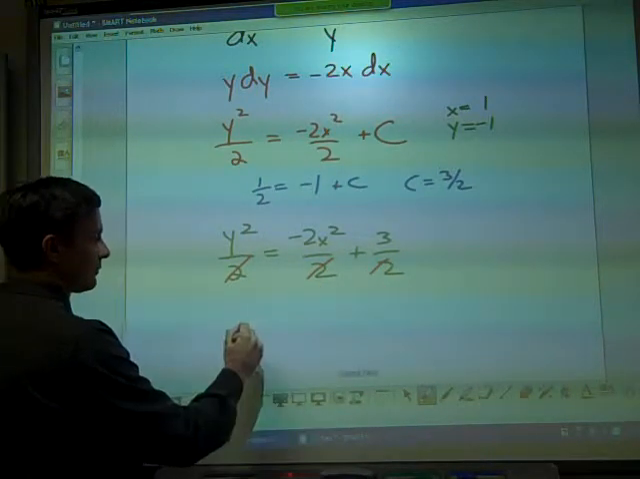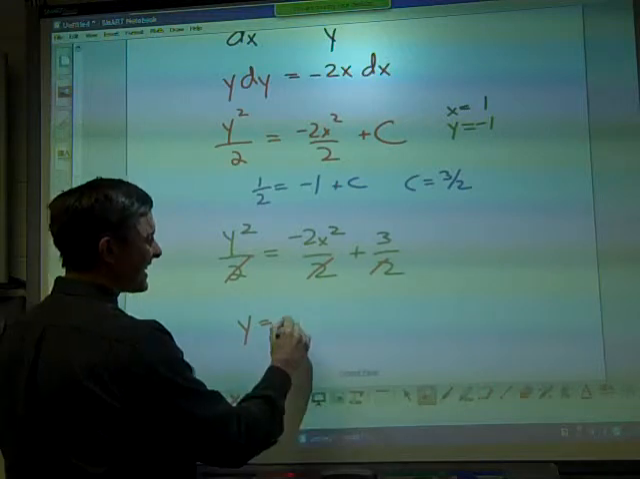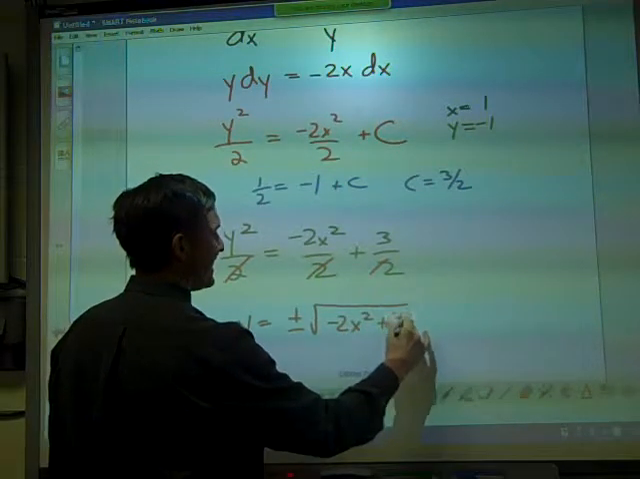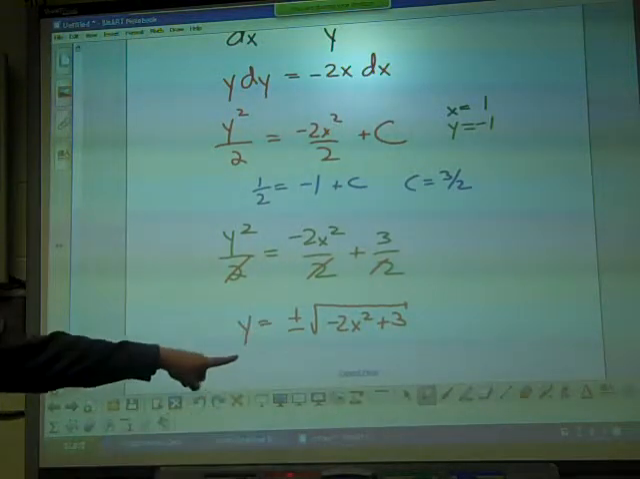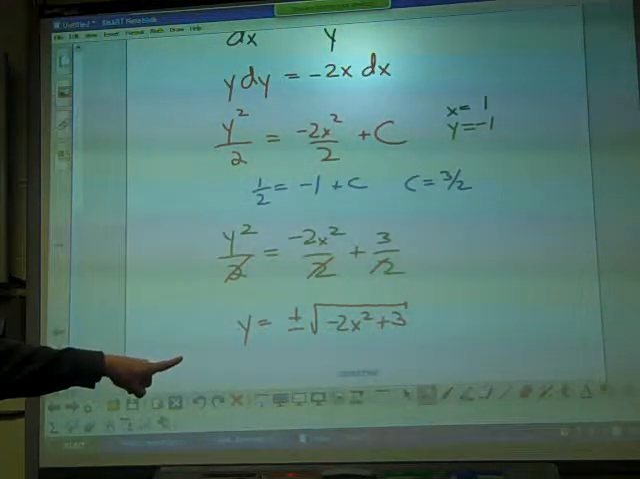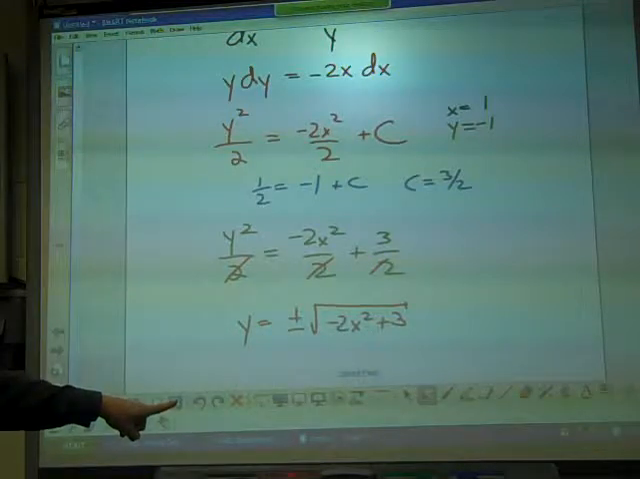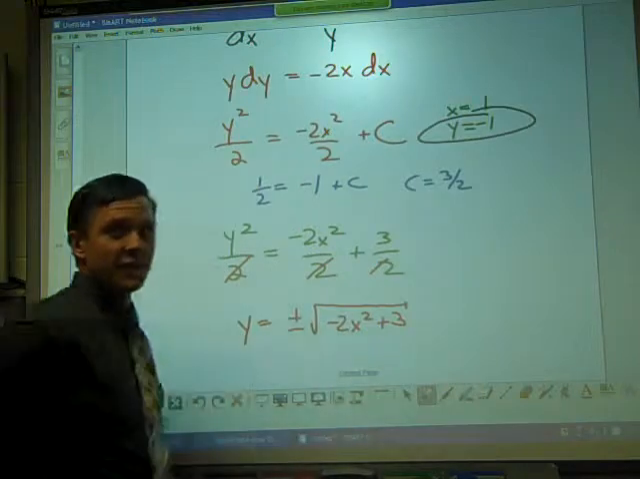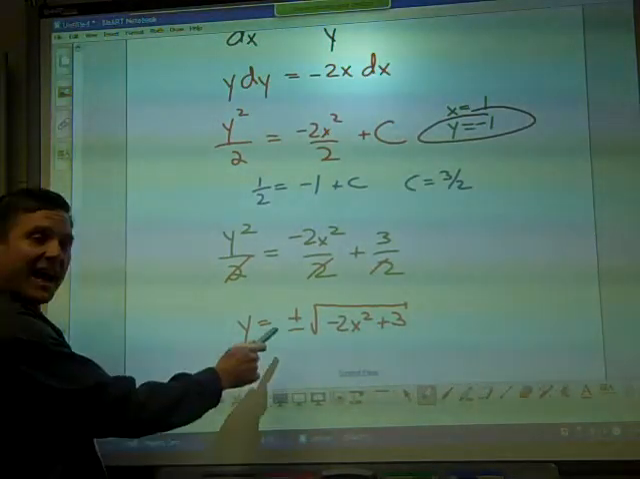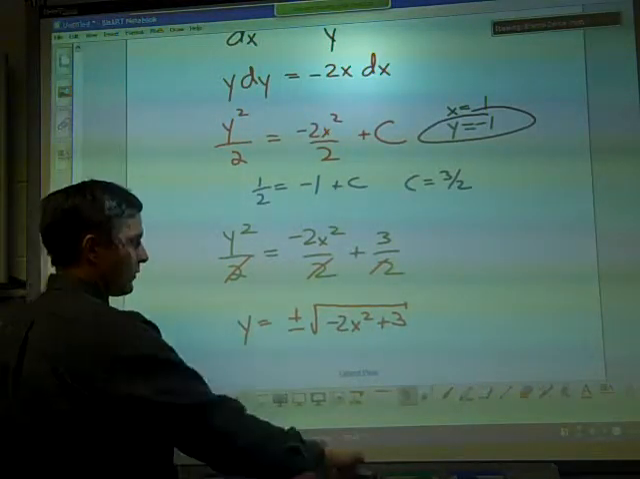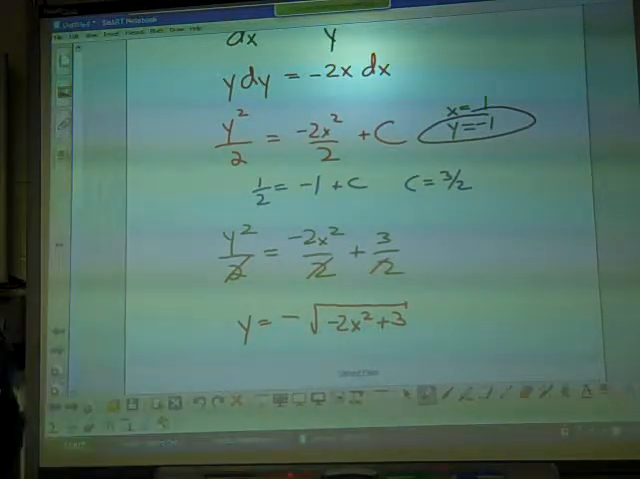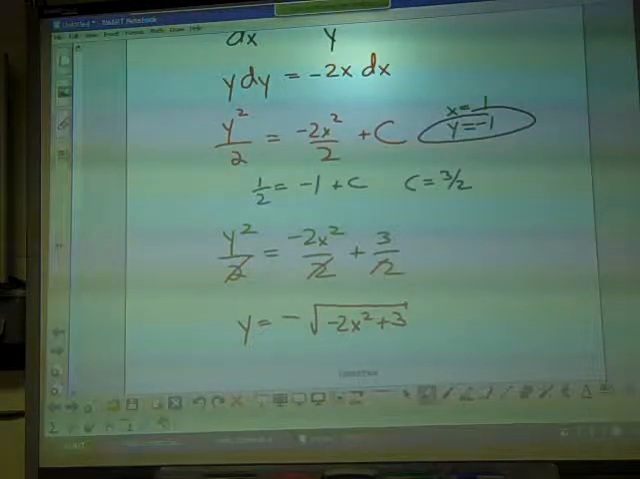So now I just take the square root. And when I take the square root, I'm going to get a plus or minus answer. And the question you have to ask yourself is, is it going to be positive or is it going to be negative this time? Because the y value is negative, the negative has to occur from the outside the radical. So I won't make it plus minus, I'll simply make it minus. And that would be the solving for y.